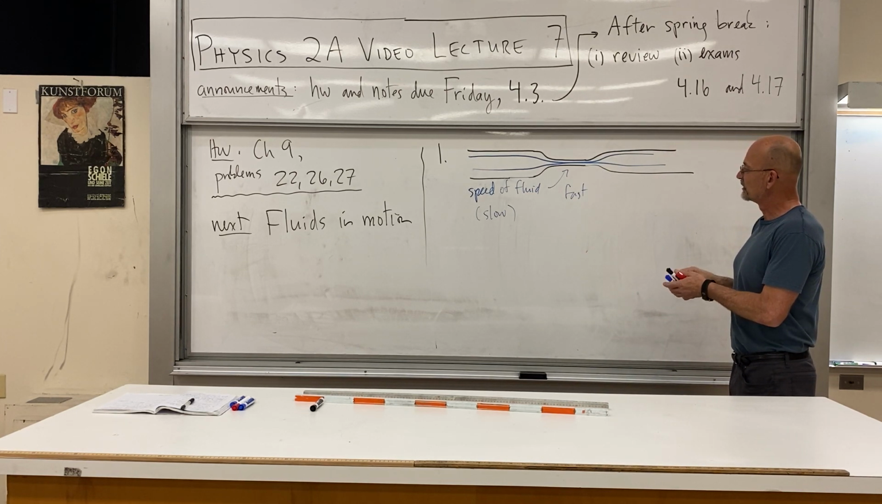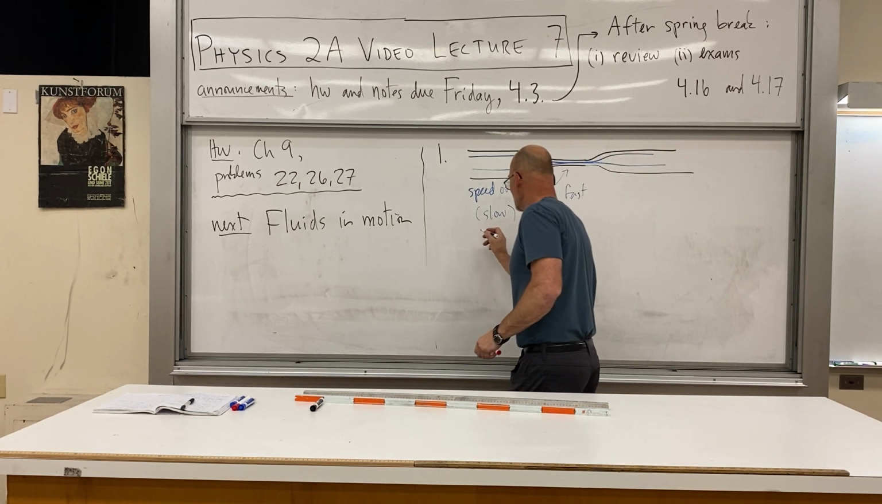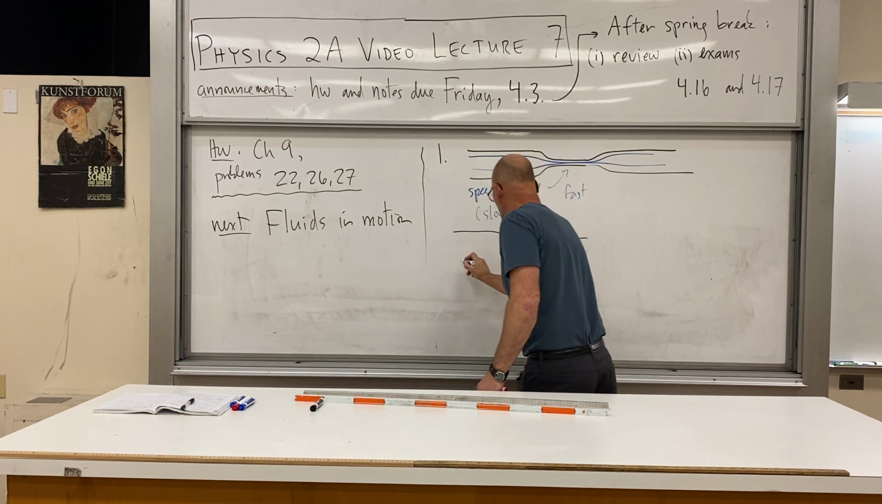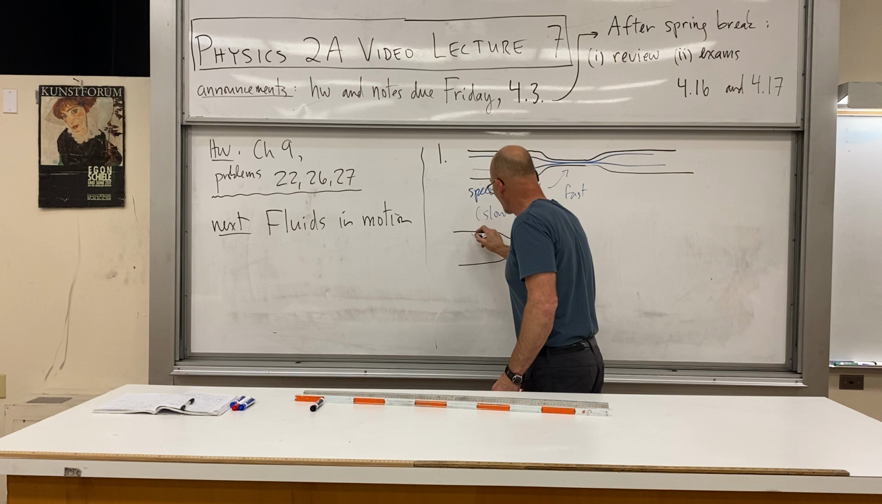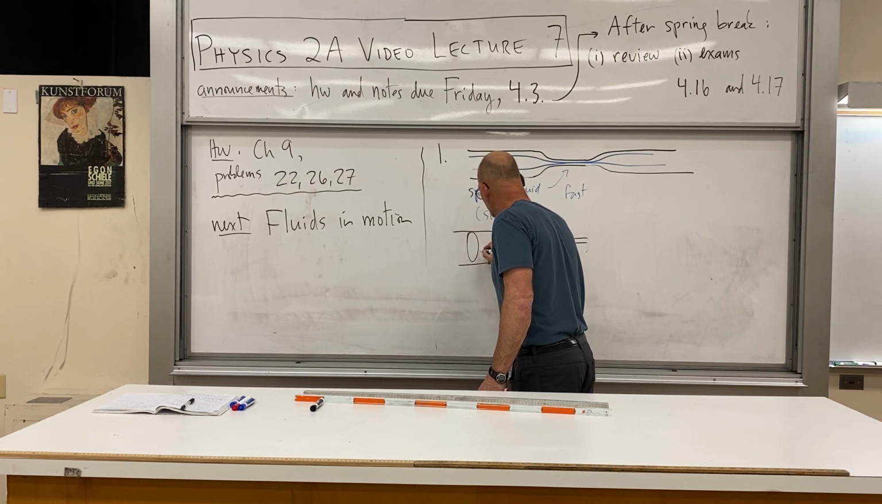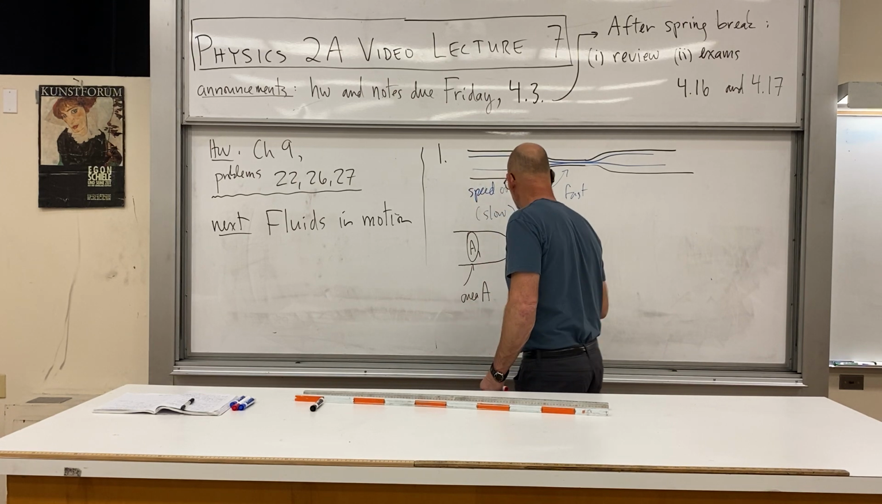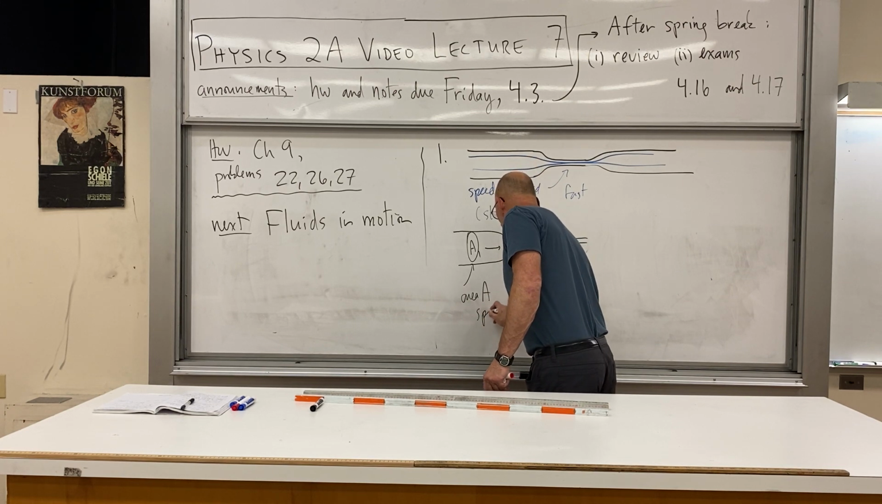Okay, so let's get a little more quantitative with that. So this time we'll draw the same constriction, and we'll say it has a cross-sectional area A, so cross-sectional area A sub 1, and it has a speed V sub 1.